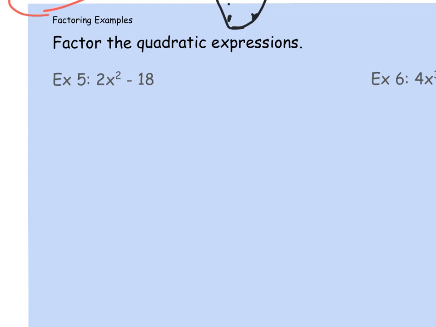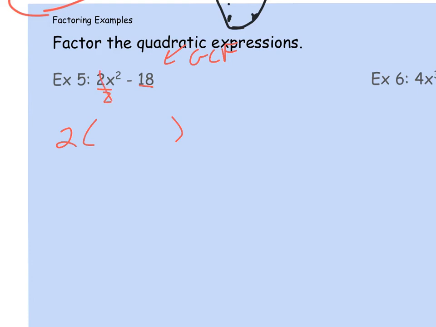The significance here is this. Here we only have two terms. So it's kind of nice to start with this one. 18 is not a perfect square. I can't say that's 9 times 9 because 9 times 9 is 81. But you should always check for GCF, greatest common factor. And if you look at these two, 18 and 2 are both divisible by 2, so I'm going to take a 2 out.